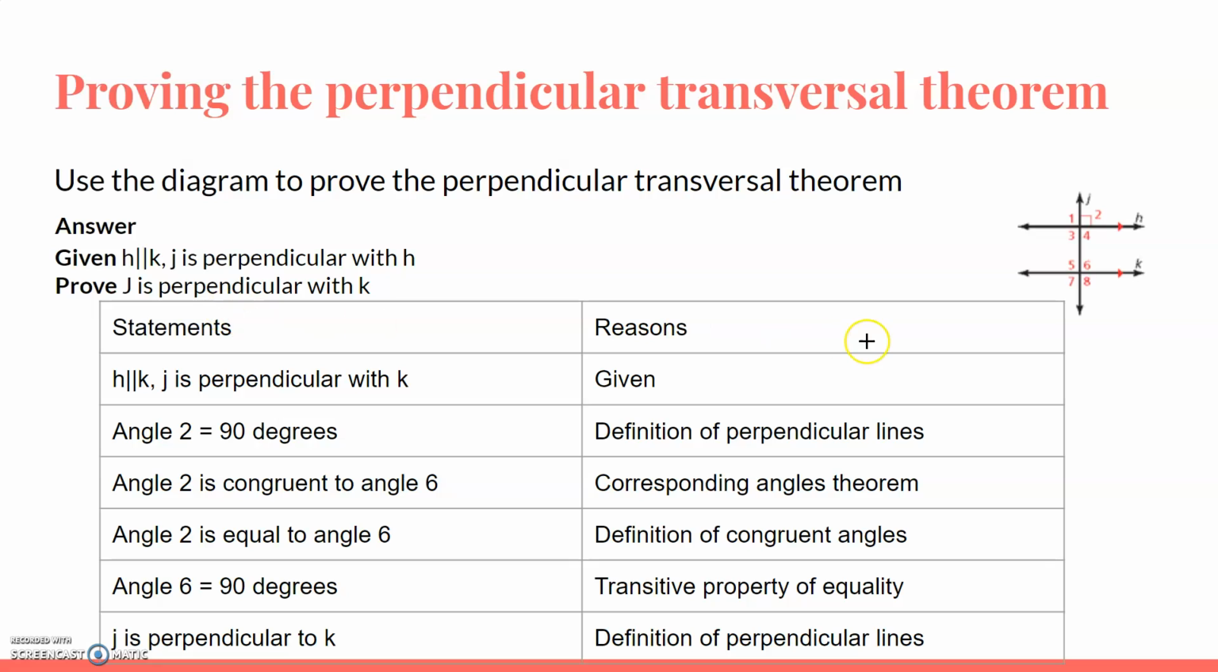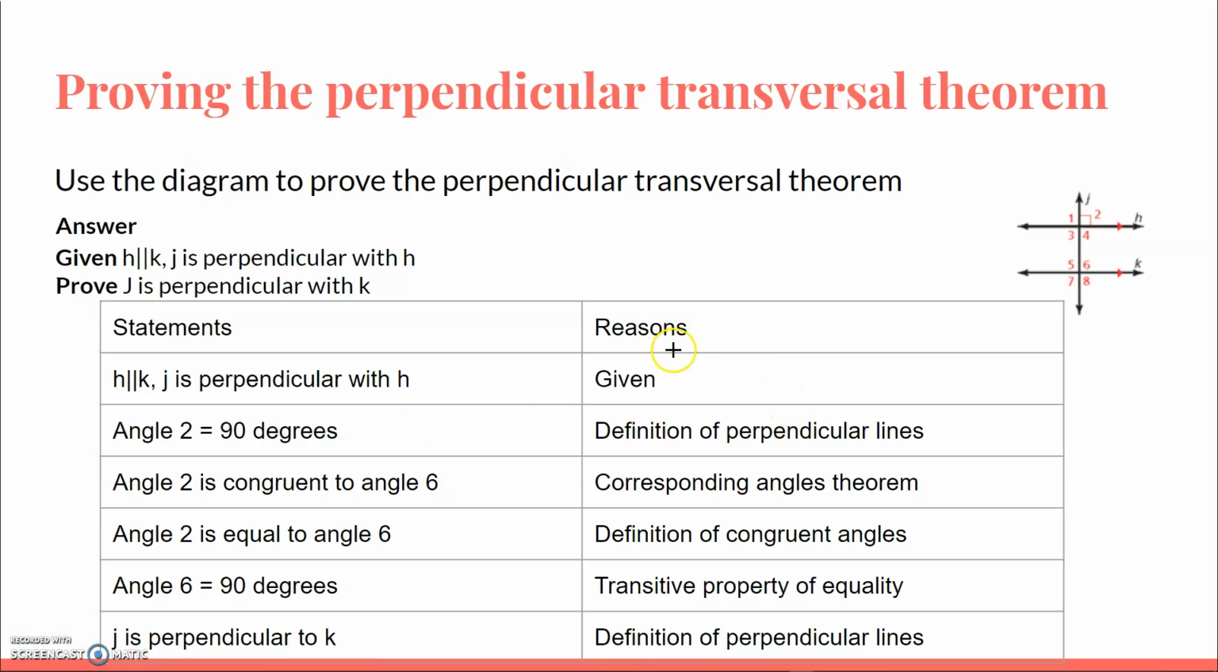We have our statements and our reasons. We are given that H is parallel to K and J is perpendicular to H. That's our given. So now, we know that angle 2 is 90 degrees. That's the definition of perpendicular lines. Angle 2 is congruent to angle 6. That's the corresponding angles theorem. Since the transversal is cutting through two parallel lines, the corresponding angles are going to be congruent. So angle 2 is equal to angle 6.